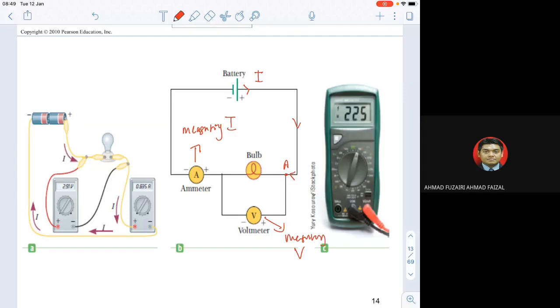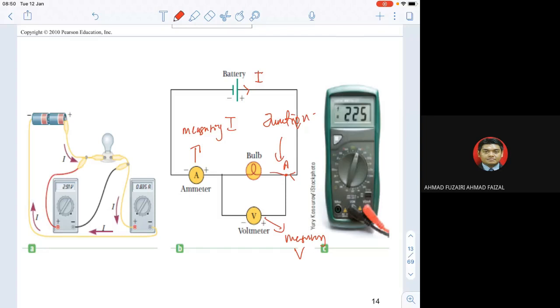The current will split up because of A. A is called a junction. Why do we call that a junction? Because it has two or more routes. In order to get to the negative terminal, it will meet the junction. At this junction, the current will split up to the bulb and also to the voltmeter.